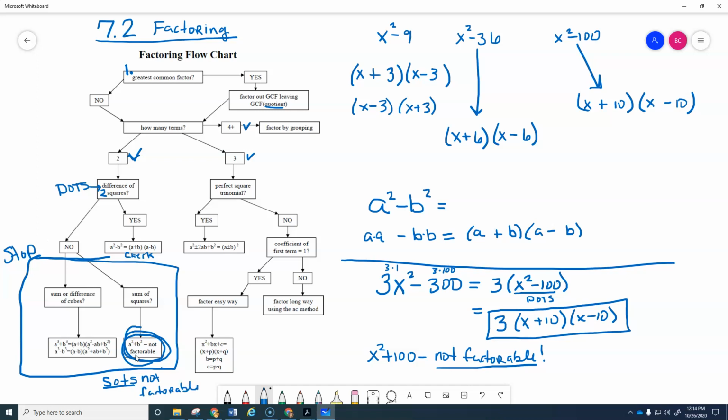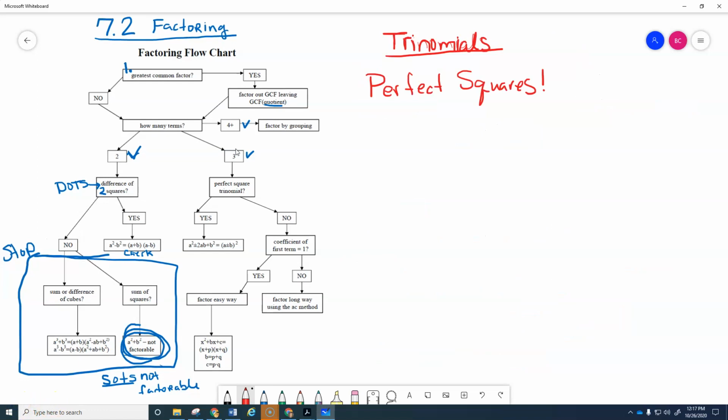Okay? Not factorable. Let's see. I'm going to go ahead and pause this. Okay, so now I'm going back to the problem where we are at 3 terms. What happens if we have 3 terms? The first question you're going to ask yourself is, is it a perfect square?